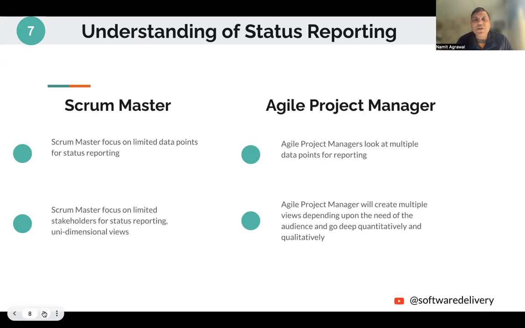Lastly, in terms of status reporting, a Scrum Master would have limited data points to report the status of the project on. They typically depend upon Jira or similar tool data to do status reporting. Scrum Masters are focused on limited stakeholders for status reporting and also typically create unidimensional views only. On the other hand, Agile project managers look at multiple data points for reporting purposes. Also, Agile project managers will create multiple views depending upon the need of the audience and go deep quantitatively and qualitatively to represent the project data.